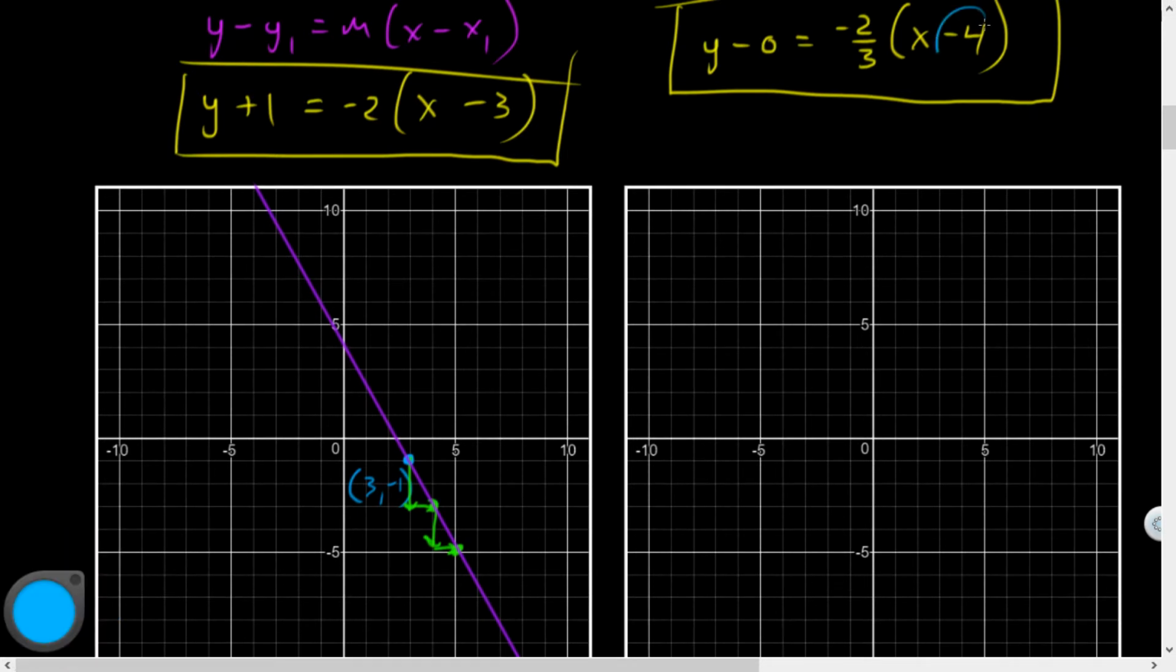So if I saw this equation, my x-coordinate would be at 4 over 4.